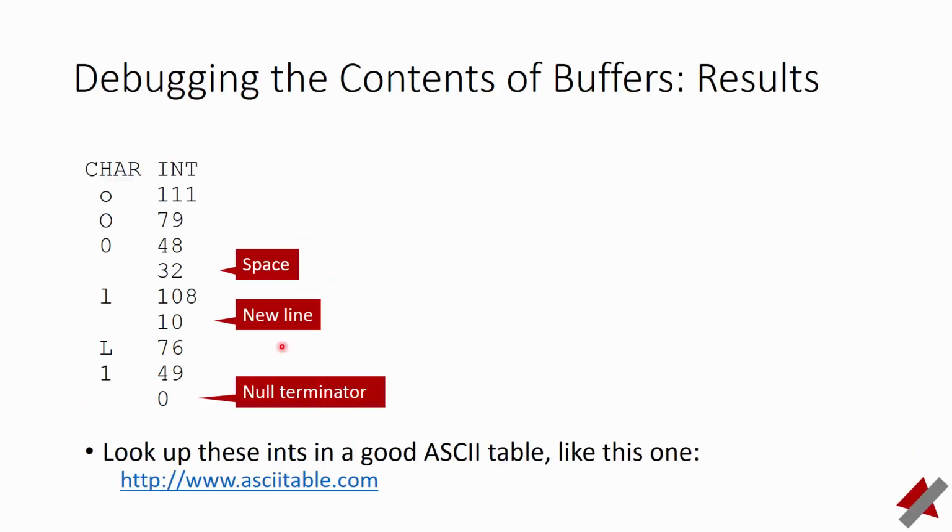Here's what the output might look like. We can tell the difference between lowercase o, uppercase O, and a 0. They readily show up as different integers. We can see spaces and new lines and tell the difference, and also the null terminator, which of course is 0. We can tell the difference between the lowercase l, the uppercase L, and the 1. They all show up as separate integers. So you'll use an ASCII table to tell what these numbers are if you didn't have the character representation with you.